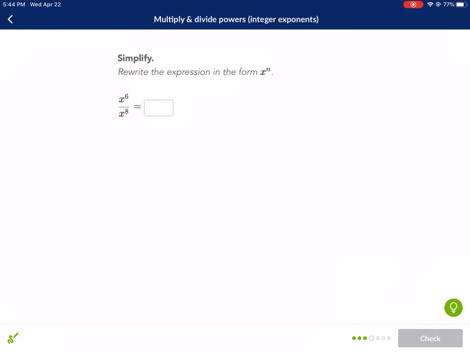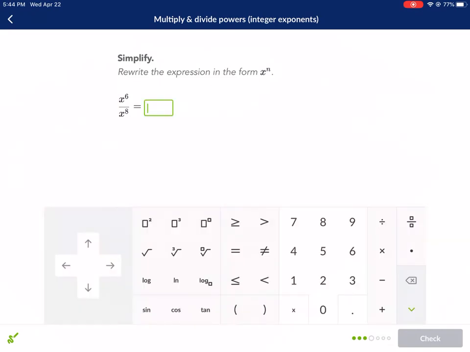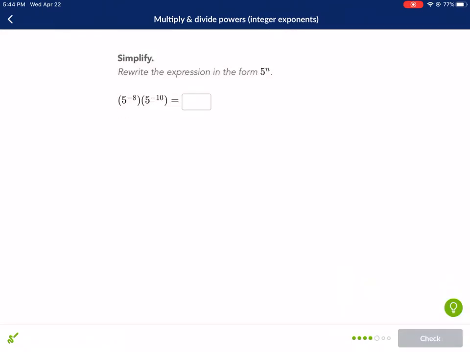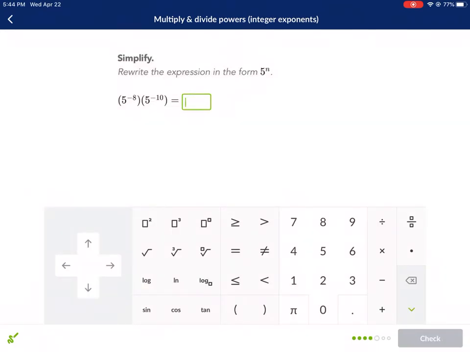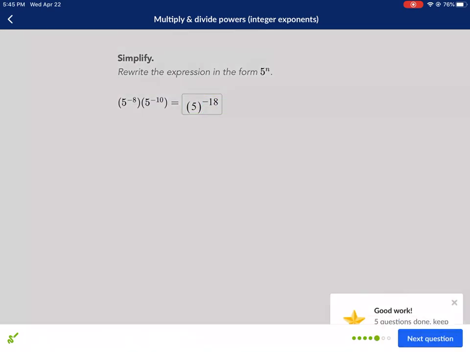Okay, let's do a few more. Here we have the same thing. We have x to the 6th divided by x to the 8th. We're going to subtract exponents, so we should get x to the negative 2 power. We're going to check it. Doing great. Here we have multiplication of like bases. We're going to add exponents, so it's going to be 5 to the negative 18 power. Negative 8 plus a negative 10 is, of course, negative 18. Check it. Doing great.